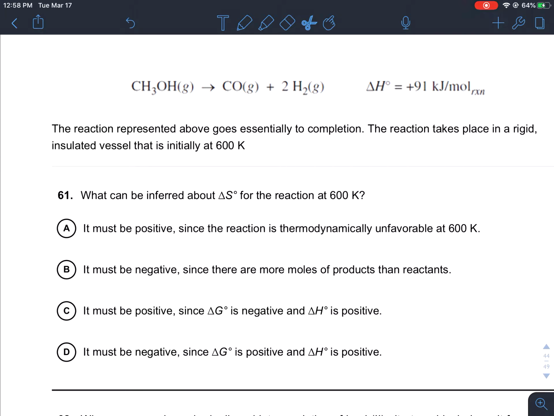The reaction vessel goes essentially to completion. The reaction takes place in a rigid insulated container. Okay, so it says it goes essentially to completion. This is a reference to delta G being negative, right? This is saying it's thermodynamically favorable. We know that the delta H is positive as well.